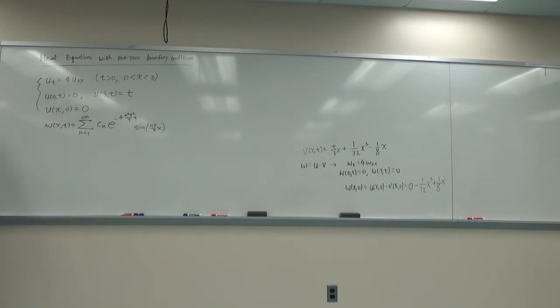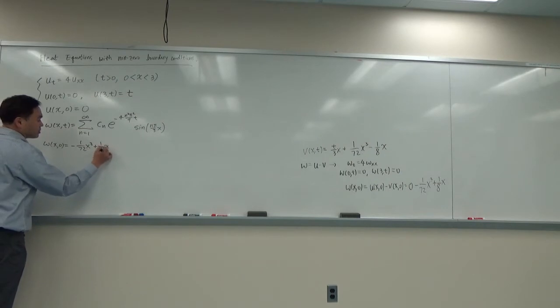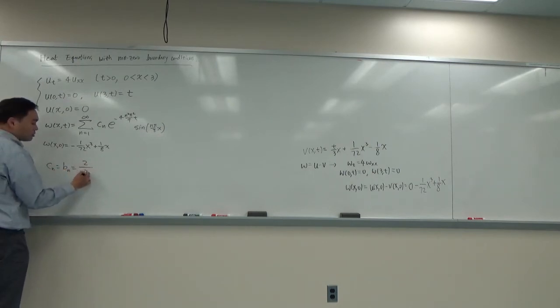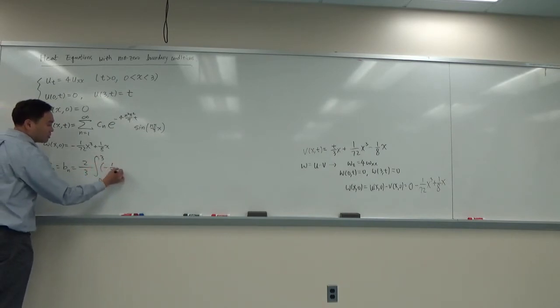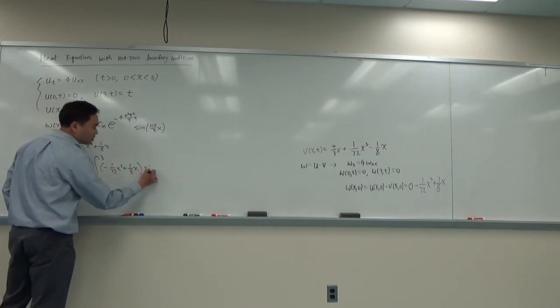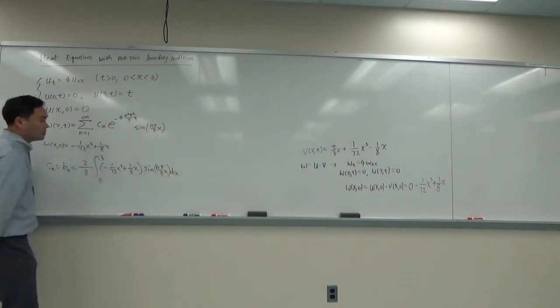Okay. With the initial condition w(x,0) equals negative 1 over 72 x cubed plus 1/8 of x. So now we see that c_n must be that b_n that's given by the Fourier sine series, which is 2 over 3 integral from 0 to 3 of this function times sine of n pi over 3 x dx.